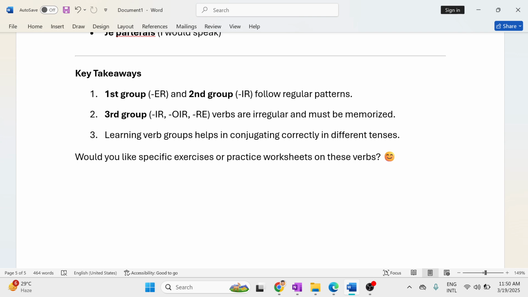So basically, start thinking about the third group. I'll try to add more third group verbs to the list and will send you the document, this PDF, after the class. And now you can ask me questions.